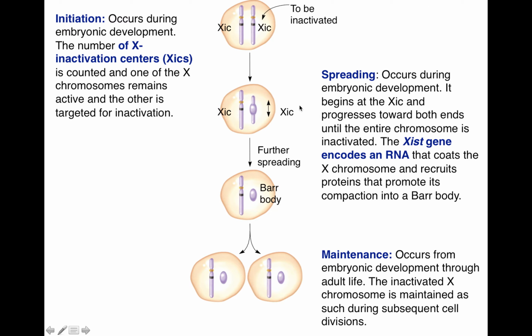This diagram illustrates that point, and one other that's very important. So you start out with two X chromosomes, you inactivate one of them, create a Barr body. Once one of these X chromosomes has been turned into a Barr body, then you maintain that choice. Maintenance occurs from embryonic development through adult life. The inactivated X chromosome is maintained as such during subsequent cell division. So you don't suddenly reactivate this chromosome. If you turn it into a Barr body, all the subsequent descendants of this cell also have the same X chromosome inactivated.